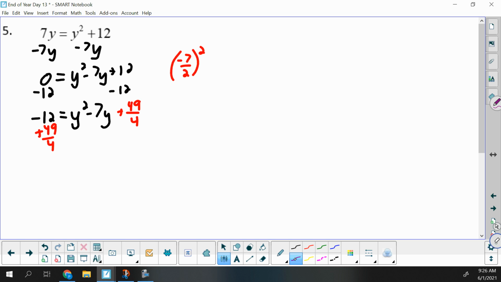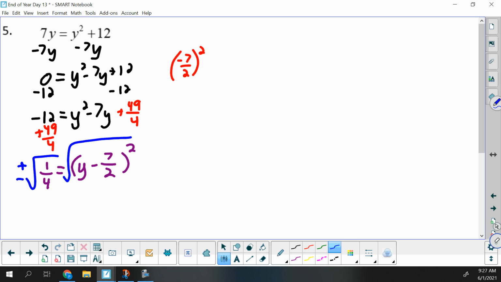Over on the left, if we add those together, we're going to get 1/4. And on the right, we'll have something squared. Well, the thing that we squared was negative 7/2, so we'll have y minus 7/2 being squared. We're going to take the square root of both sides. The side that didn't have the squared should get the plus and minus out front. So we'll have plus and minus. Square root of 1 is just 1, because 1 times 1 is 1. Square root of 4 is 2, because 2 times 2 gives us 4. And on the right, we'll just have y minus 7/2.